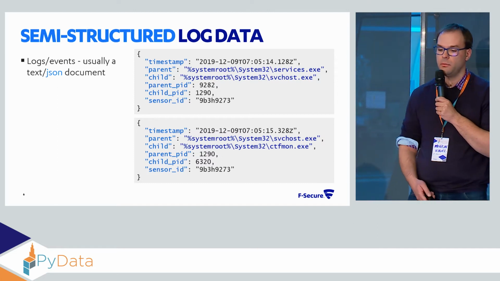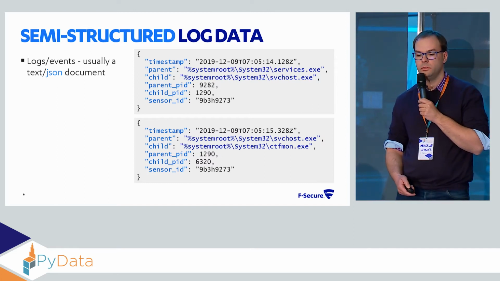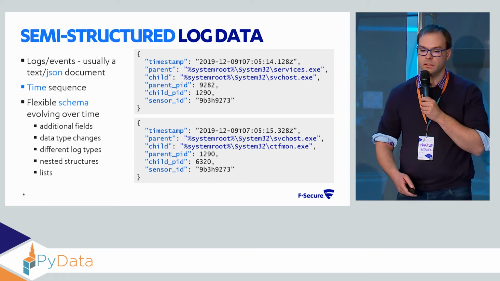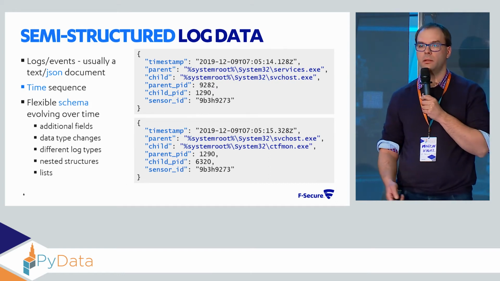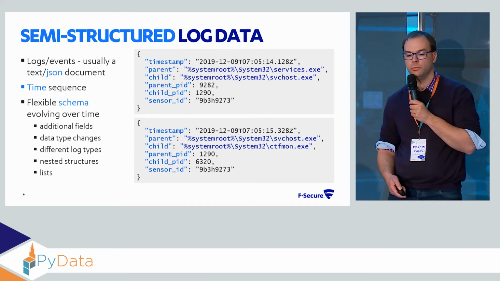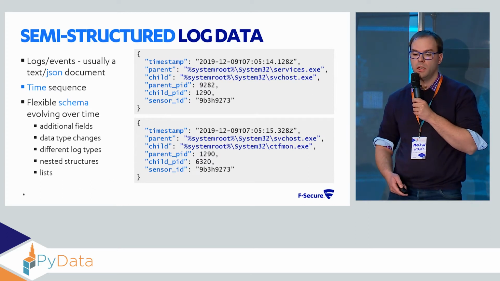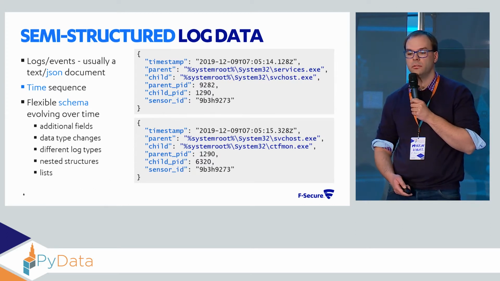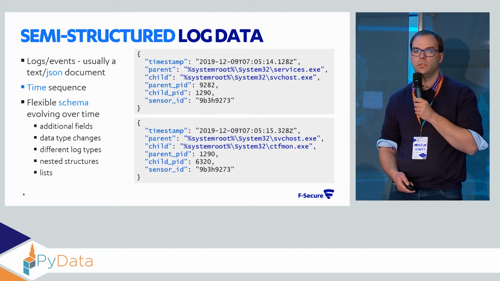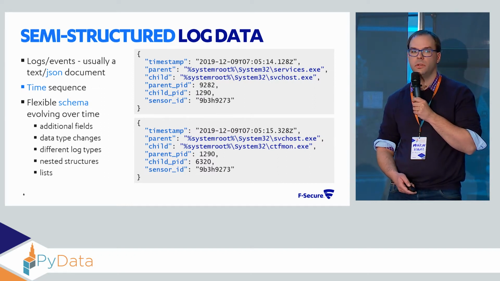So we speak about text data, usually JSON, and in the log context it's a time sequence. And the schema can be flexible. Over time, there can be additional fields, additional meanings, different data types. They can be nested structures. They can be lists. So it's not like in SQL databases, where you have a big table and you can say what the schema is at the beginning. We rather derive the schema on the fly when the data arrives.